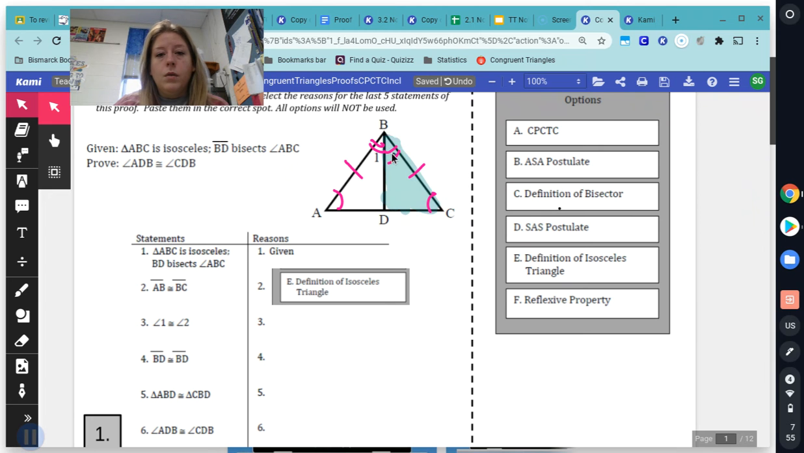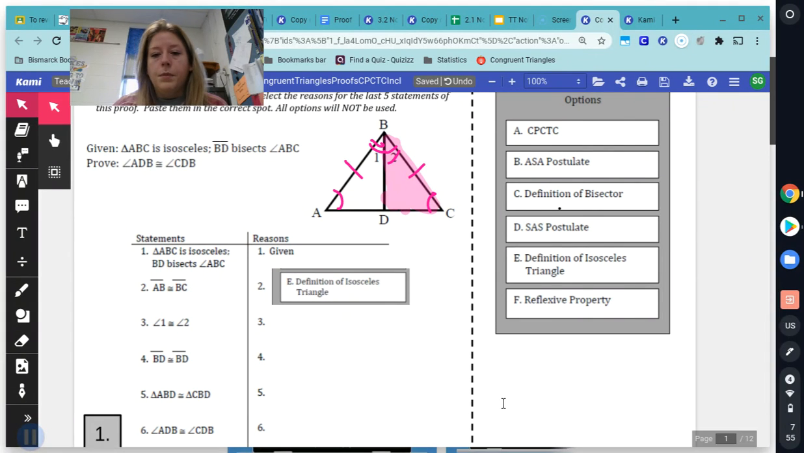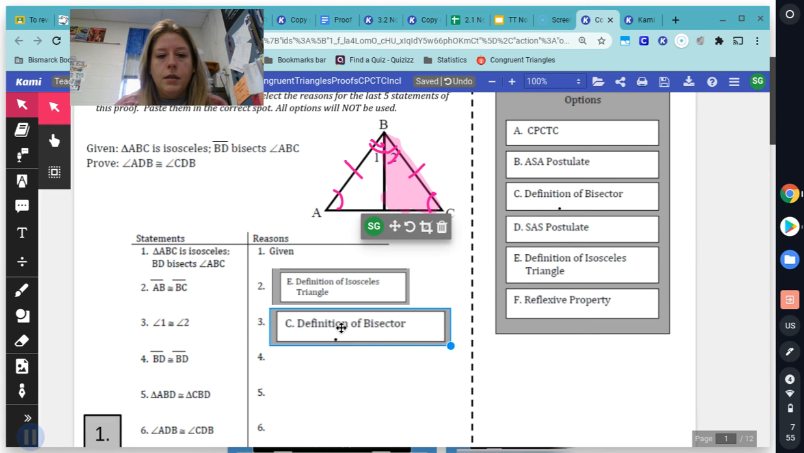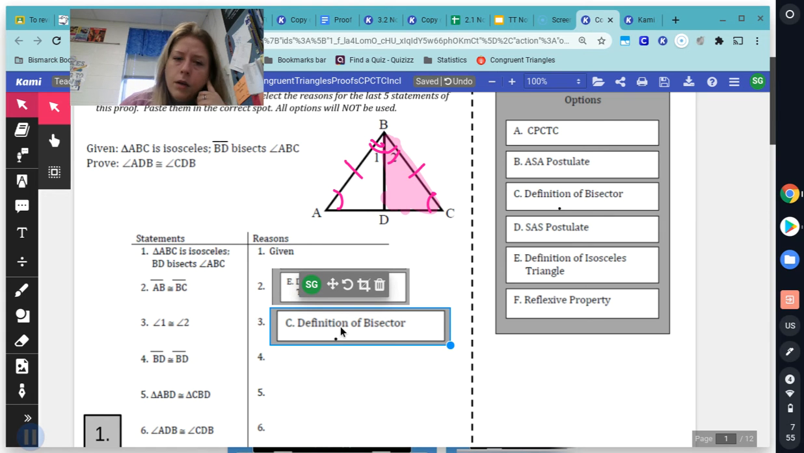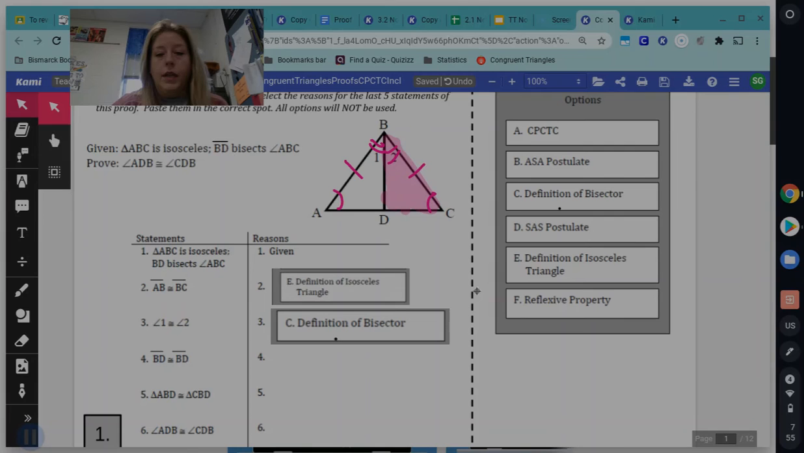Well, that was bisected. So, Control Shift Screenshot. Copy to Clipboard. Control V for paste. BD is congruent to BD. Well, we didn't mark that one. So maybe we're not doing angle side angle. Well, BD is congruent to itself because of the reflexive property.